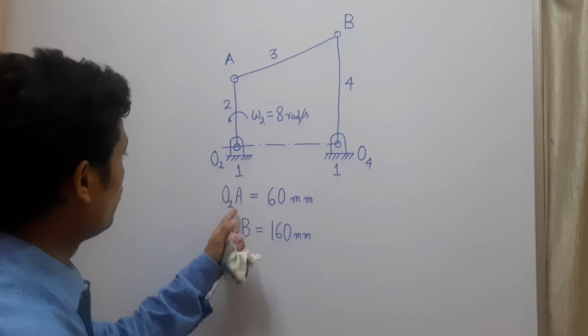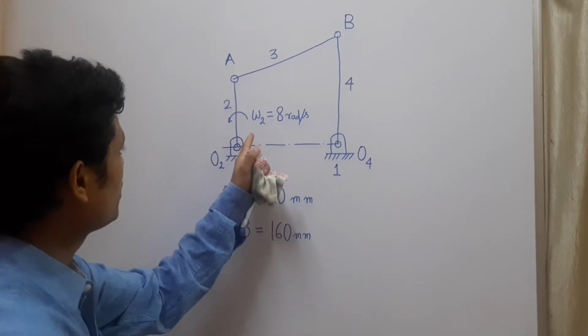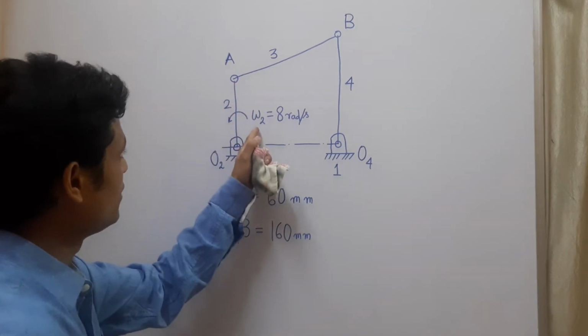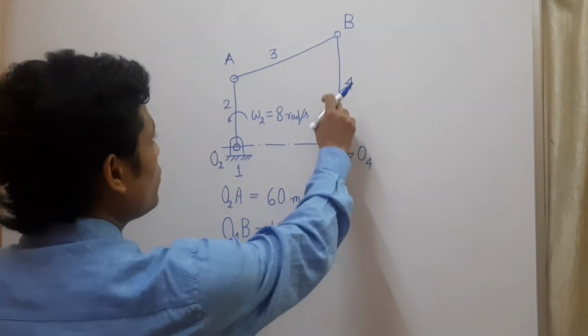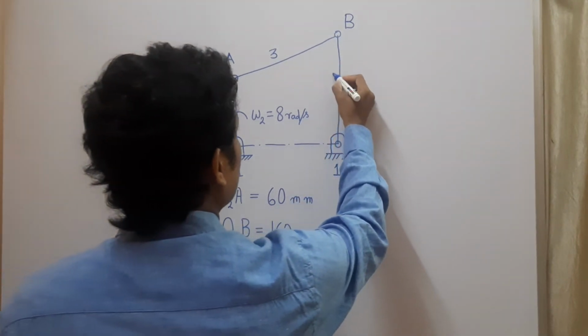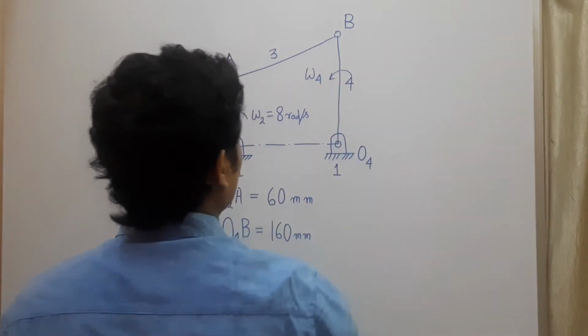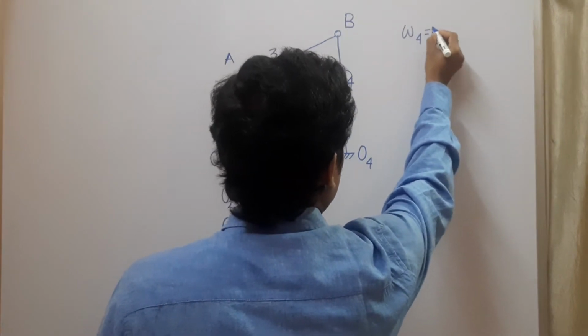So the lengths of O2A and O4B are given, and the angular velocity of the crank O2A is given, that is 8 radian per second. You have to find out what is the angular speed of O4B. Say that is omega 4. So you have to find what is omega 4.